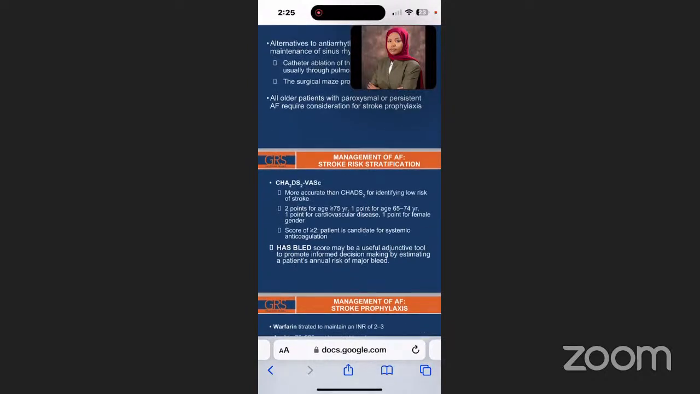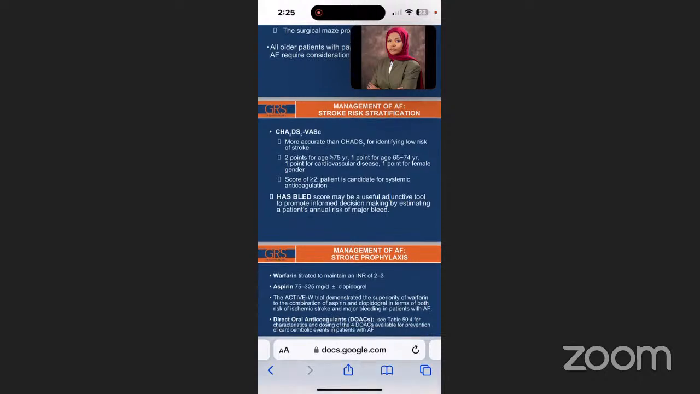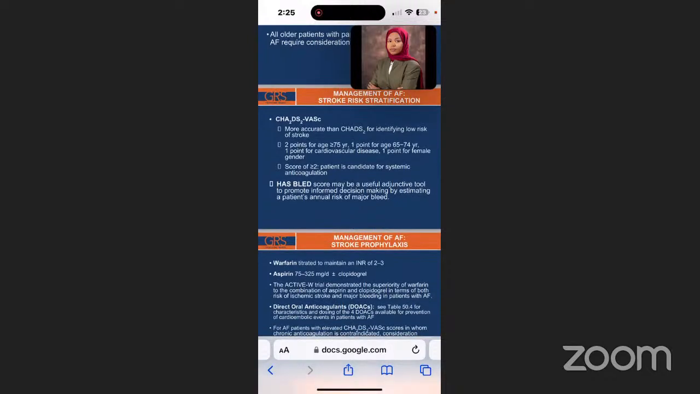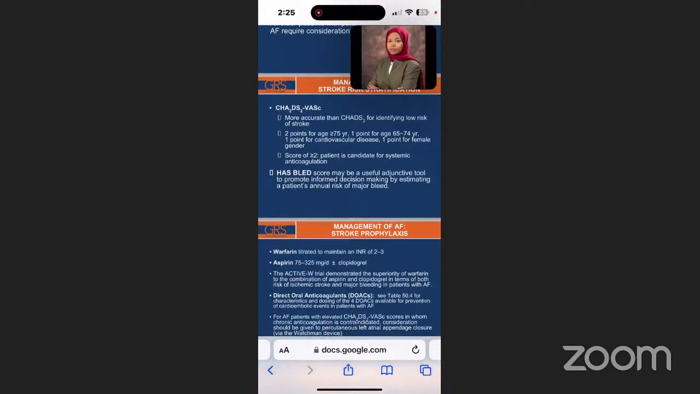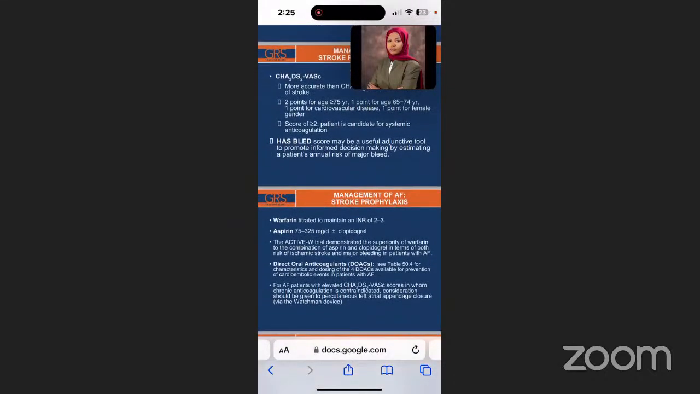For stroke prophylaxis, there is a strategy called CHA2DS2-VASc. This is more accurate than CHADS2 in identifying lower risk of stroke. 2 points for age more than 75. For any patient of 75 years or more, we can give 2 points. Patients from 65 to 74 years, we can give 1 point. Any patient with cardiovascular disease, 1 point. Any female can be given 1 point. So with a score of 2 or more, the patient is a candidate for systemic anticoagulation.